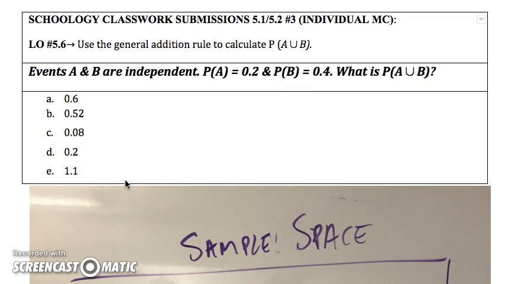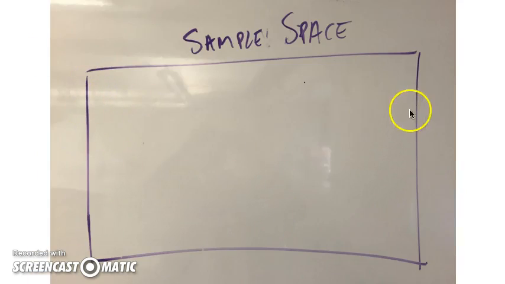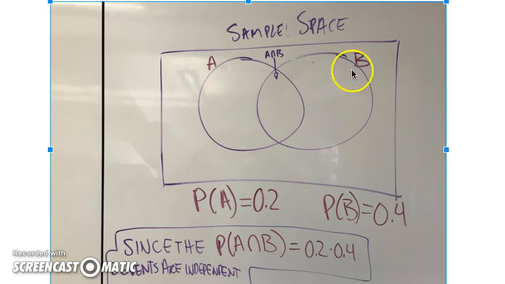Let's look at visualizing this in our sample space. So I'm going to make a rectangle like this. Inside the rectangle represents all possible outcomes, the entire sample space. So all the probabilities in here should add to 1 or 100%. Since these two events are not mutually exclusive, they're independent, they can have an intersection. This is our intersection right here, the part that indicates that both events occur.